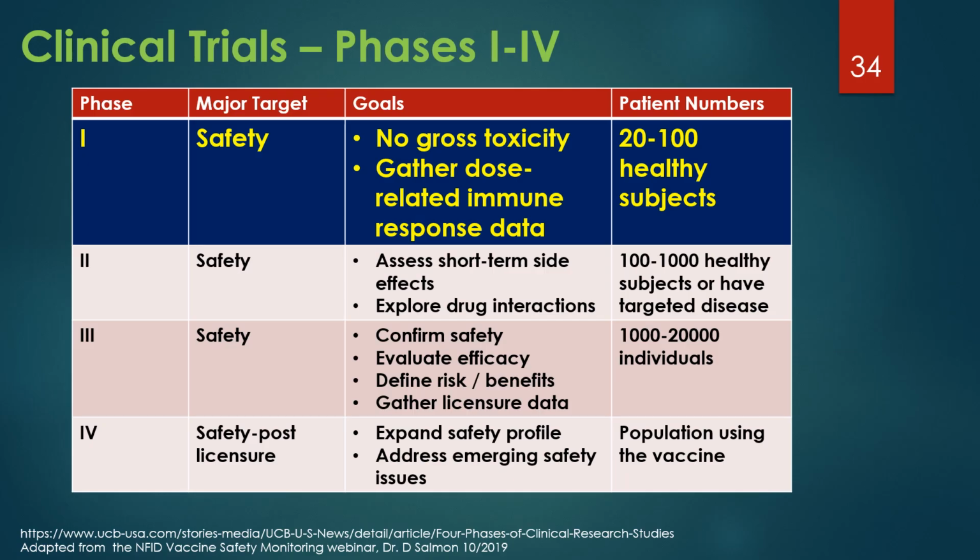Phase 1 clinical trials focus on the study agent in a relatively small number of healthy subjects, approximately 20 to 100 in number. The goals of Phase 1 trials include looking for safety issues, including side effects, and evaluating how the agent should be taken. In vaccines, this includes the gathering of dose-related immune response data.